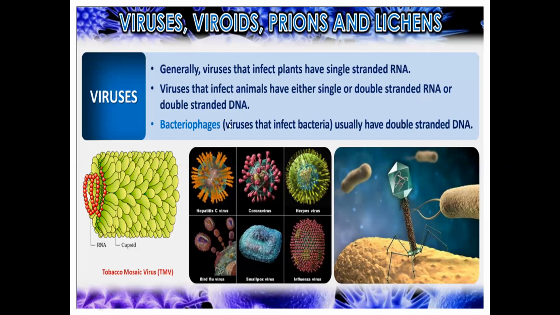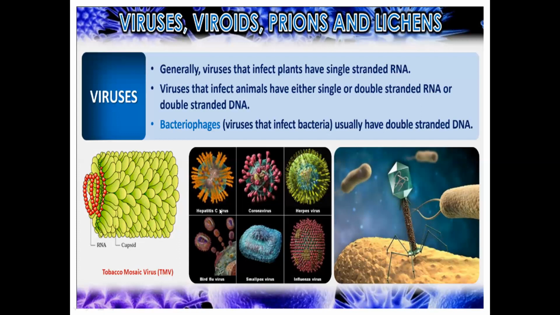Now, bacteriophages are viruses that infect bacteria. Bacteria means bacteria, phages means virus. So viruses that infect bacteria are called bacteriophages. They are usually double-stranded DNA. So these two are the most common structures. This is one type of structure, like a tube, and this is like a rocket launcher. These two are the most common types of structure which we usually study when we study viruses in higher classes.